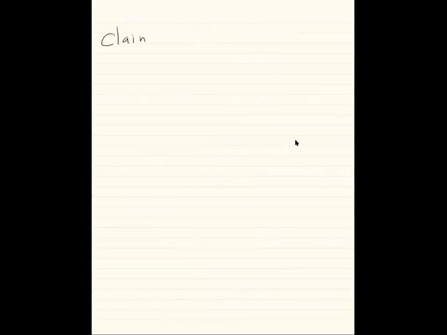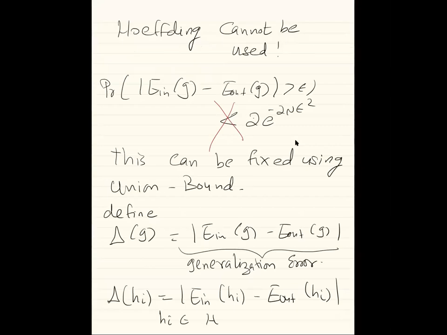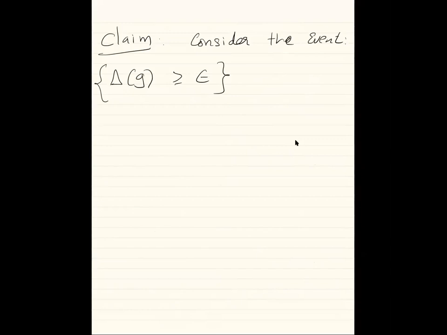Now the claim that we have is that if we consider the event that delta of G is greater than or equal to epsilon, so this is an event where our training set is a bad set. In this set, E_in of G is going to be small, but E_out of G is large. So the difference between them is greater than epsilon. So we have a bad training set so that the training error looks small, but the test error is large. The claim is that this event happens only if one of the original hypotheses is bad. So delta of Hi, at least one, for the same training set should be bad either for H1 or for H2 or for H3 up to HM. One of the hypotheses should be a bad hypothesis.